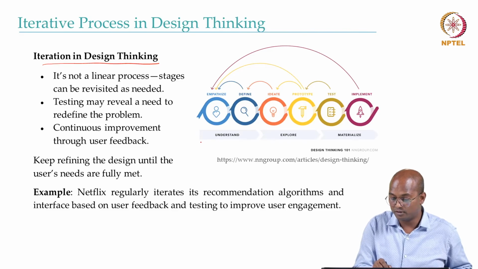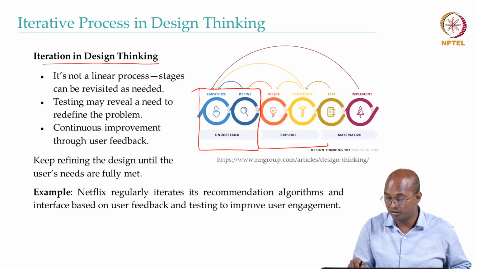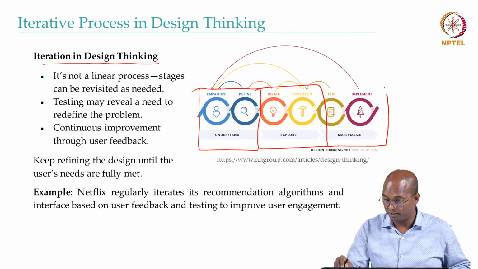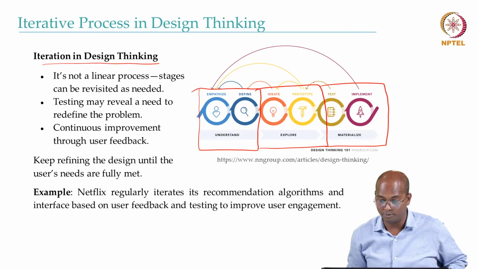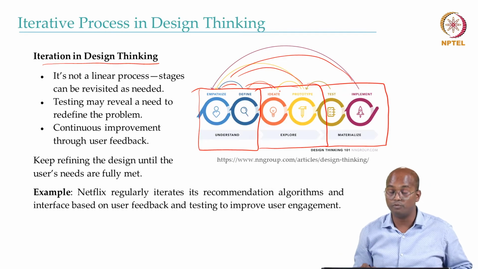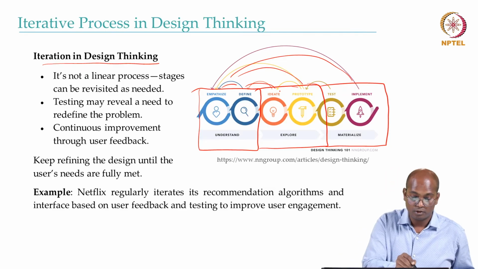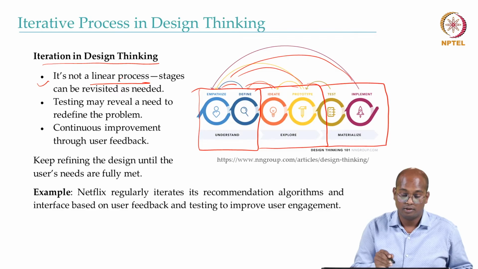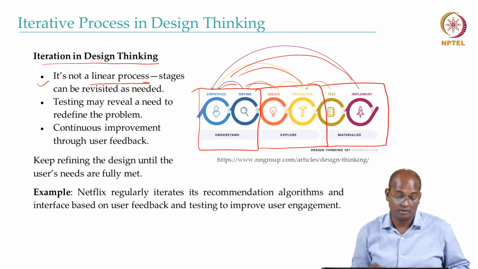So as we discussed earlier as well, in the understanding stage we have empathize and define, in the exploration part we have ideate and prototype, and finally in the materialize part we have test and implementation. And these arrows are basically indicating that iteration can happen from one stage to another. So from this, I believe it's clear it's not a linear process. Stages can be revisited as needed.